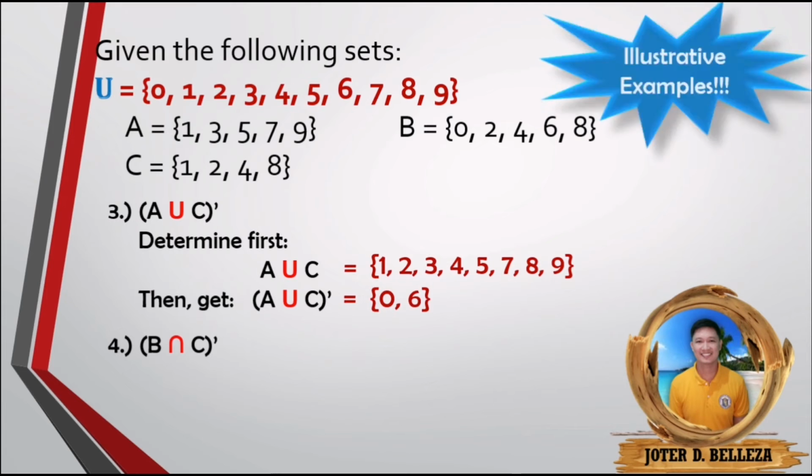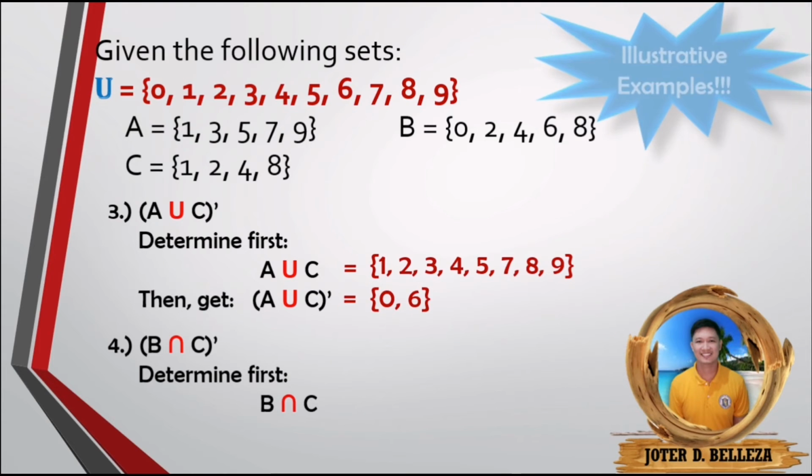Okay, let's have number 4. Number 4 is about the complement of the intersection of B and C. Just a short recap. When we speak about intersection of two sets, those are elements that are common to both sets, alright? So take a look at B and C. Are there common elements between B and C? Okay, correct. So the first step to determine the answer for number 4 is that we are going to determine first the intersection of two sets. And that set contains 2, 4, and 8, because 2, 4, and 8 are common between B and C.